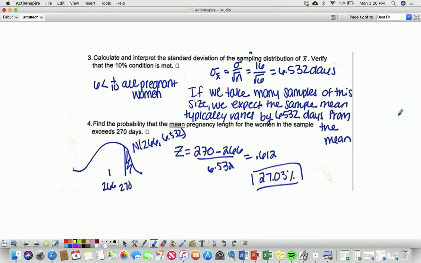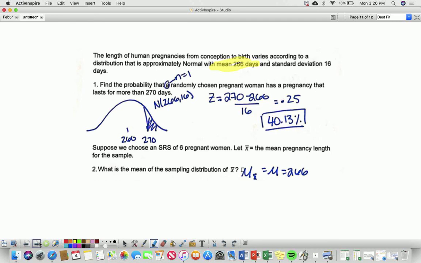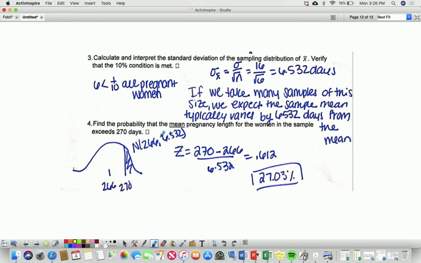So, number 4. Find the probability that the mean pregnancy length for the women in the sample exceeds 270 days. I did this on purpose. Same numbers as number 1. The difference: find the probability that a randomly chosen pregnant woman, versus find the probability that the mean pregnancy length for the women. So here I'm looking at a sample, before I looked at one individual woman. That's why I need to use this standard deviation. Because here I'm looking at a sample mean, before I was just looking at an individual. So that's how you know when to use the new standard deviation.